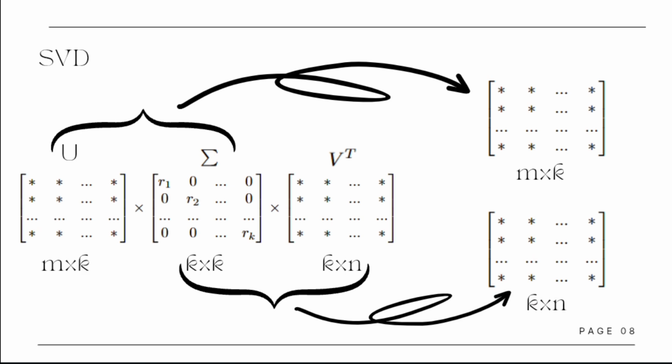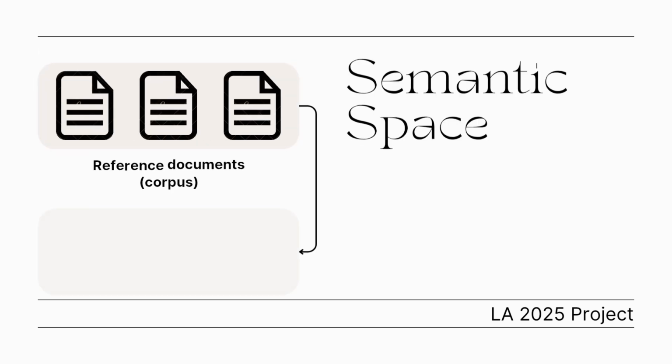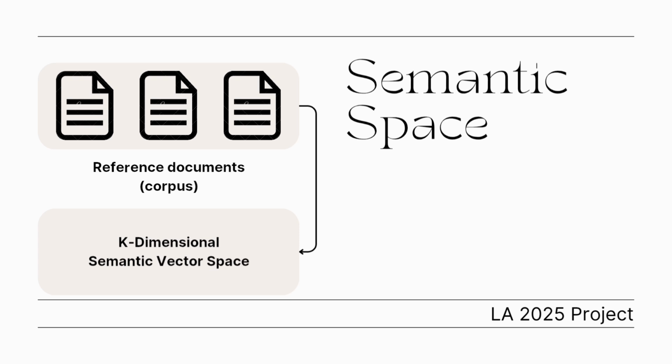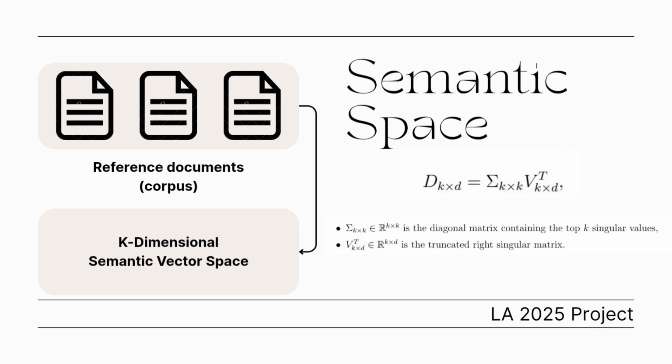Once the truncated SVD with k top singular values and the respective singular vectors is computed, we project our reference documents, so the corpus from the beginning, into this k-dimensional semantic space using D. Here, sigma k contains the top k singular values, and V k transpose is the truncated right singular matrix.